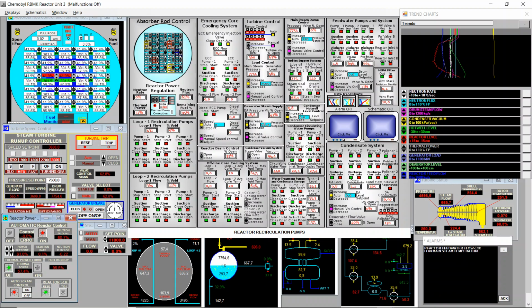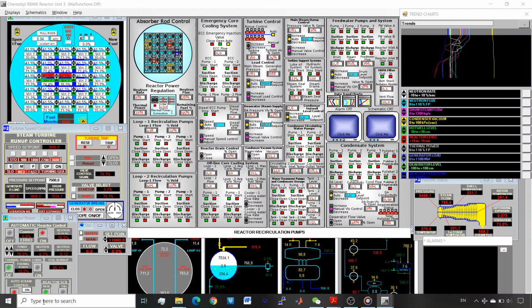We can increase a bit more the power set point. Let's go to 75. Voiding is at 9% after turning on all the pumps. We're at 76.5% power set point. And now it's a good moment to go to Cheat Engine.